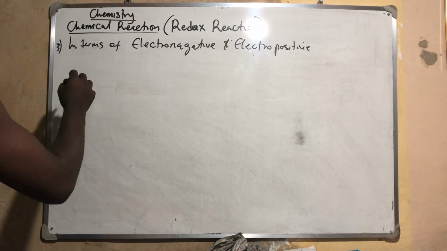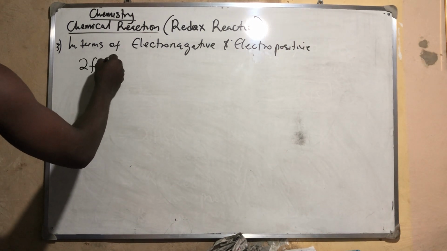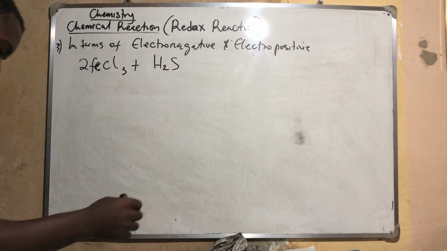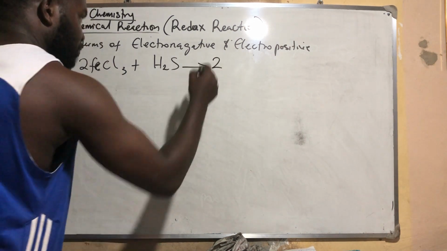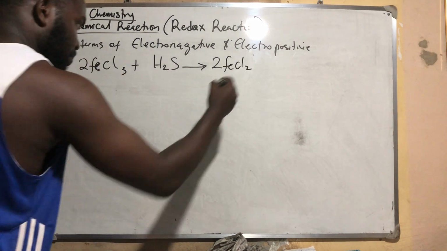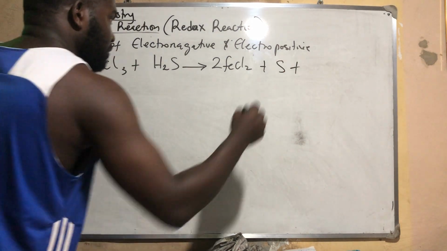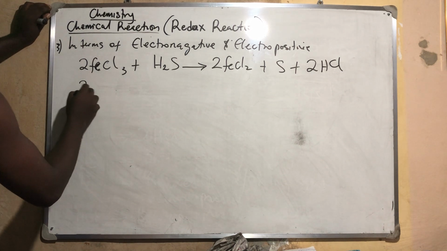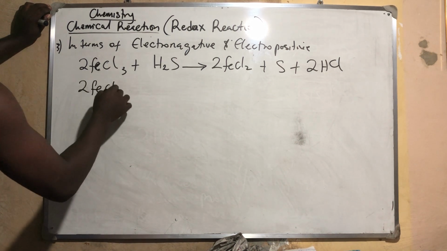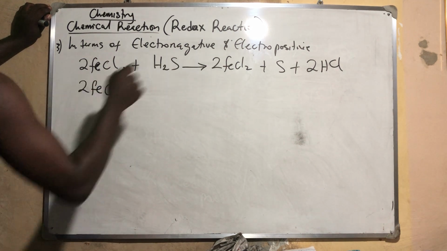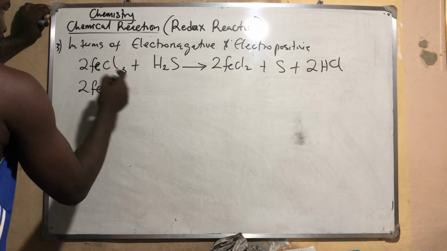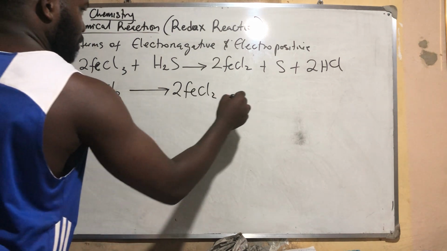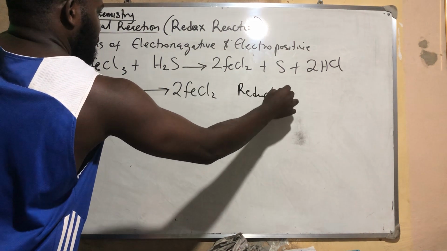Now, if I have 2FeCl3 plus H2S to give us 2FeCl2 plus S plus 2HCl, you will see that 2FeCl3 reduced to this, from this to 2FeCl2, is what is called the reduction. I'm coming to that.